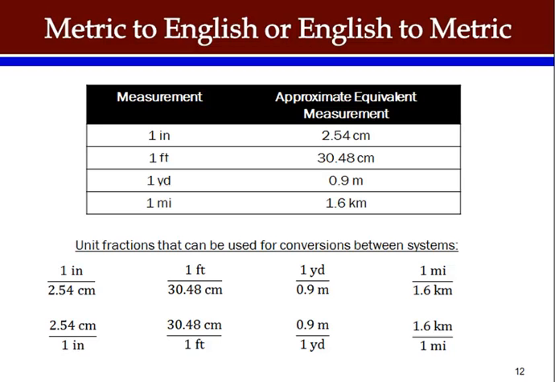Now we need to convert between English and metric. This is not as easy as just moving the decimal places, because this is not all within the metric system. So we have to have some approximate equivalent measurements, and we'll go back to dimensional analysis or use those unit fractions as we've done before. An inch is approximately 2.54 centimeters, so I have a unit fraction where I can put 1 inch over 2.54 centimeters, or 2.54 centimeters over 1 inch. For a foot, it's 30.48 centimeters, so 1 foot over 30.48 centimeters, or 30.48 centimeters over 1 foot. A yard is 0.9 meters, so 1 yard over 0.9 meters, or 0.9 meters over 1 yard. And a mile is about 1.6 kilometers, so 1 mile over 1.6 kilometers, or 1.6 kilometers over 1 mile. Depending on the unit you want to end up with, you'll have to select the appropriate unit fraction or unit fractions to do your conversion.